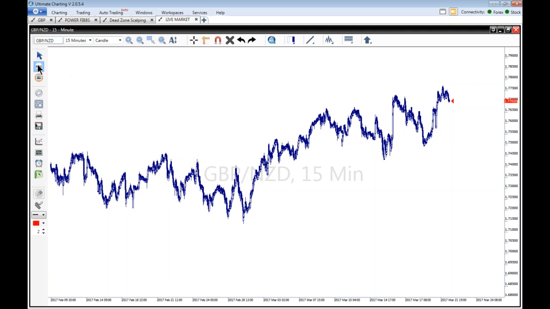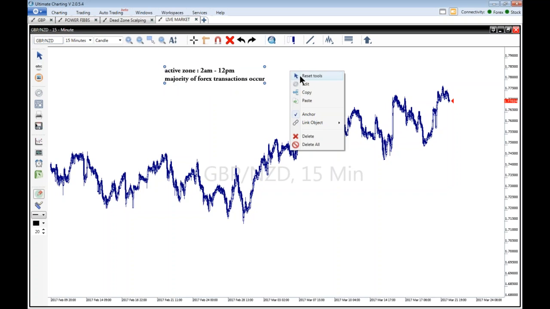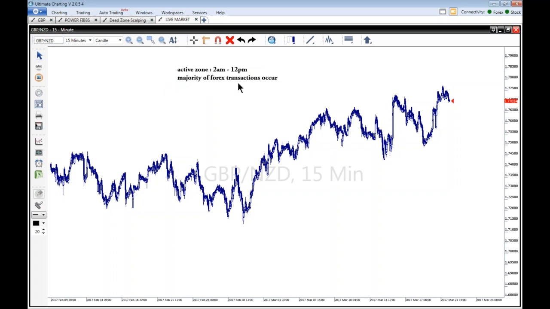So what's the difference between the active zone and the dead zone, first of all? Well, the active zone, everybody, is from the hours of 2 a.m. to 12 p.m. noon. That's the active zone. That's where the majority of Forex transactions occur. So usually the markets move, I don't want to say exactly in a straight line, but they move pretty heavily, and daily trading ranges are pretty much fulfilled or almost fulfilled.